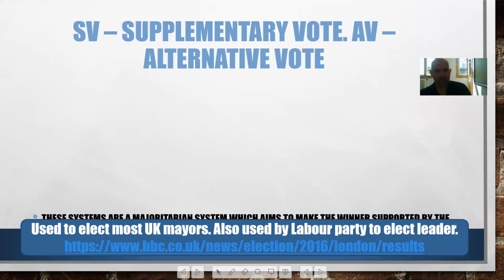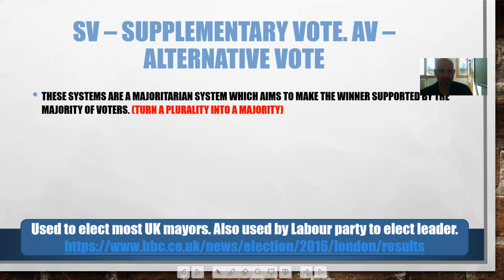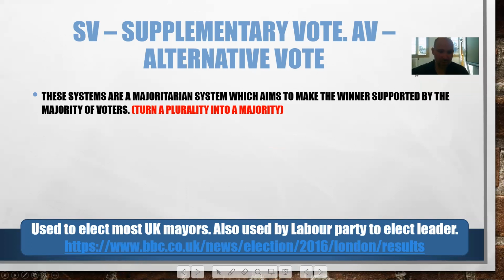Okay, so these systems are majoritarian systems, which aim to make the winner supported by the majority of voters. What you've seen with first past the post is it always gives us a winner, but that winner doesn't necessarily have to have 50% of the vote. They can actually win with, we've probably seen as low as the early 30s, but you've definitely seen people winning regularly with late 30s and early 40s. That is not a majority. That is a plurality.